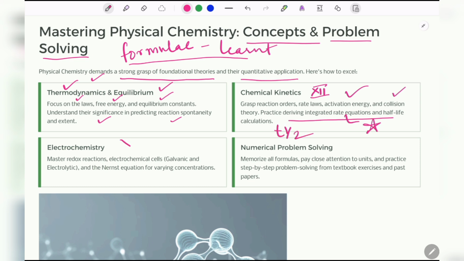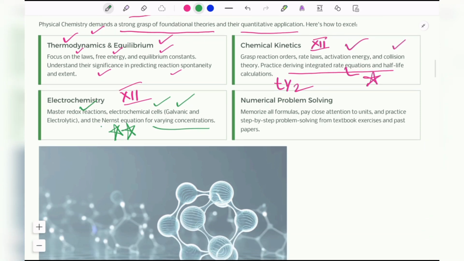Then you go to electrochemistry. Again, this is from class 12th. Here you have to master the redox reactions, which is quite simple. Electrochemical cells, what reactions take place, and the Nernst equation, extremely important for your board exam for varying concentrations. So this is what we are saying, that these are some of the important concepts from class 11th and 12th.